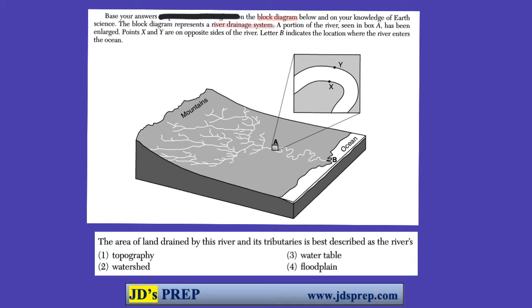So we have a block diagram here. It's representing a river drainage system. A portion of the river, seen in this box, has been enlarged and points X and Y are on opposite sides of the river. Letter B right here is the location where the river enters the ocean.